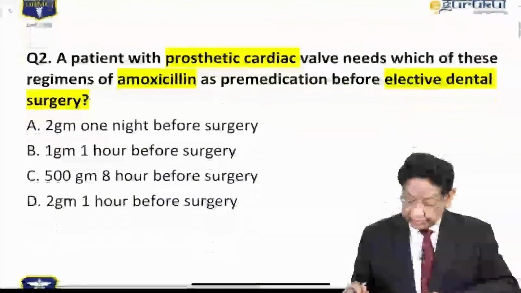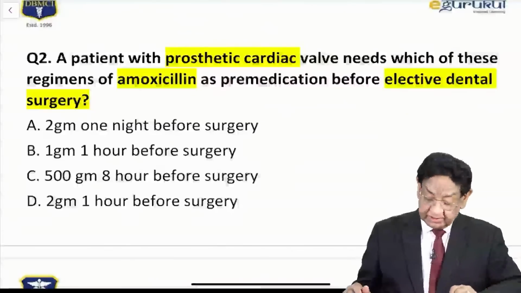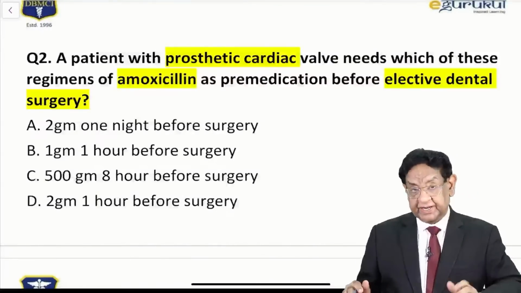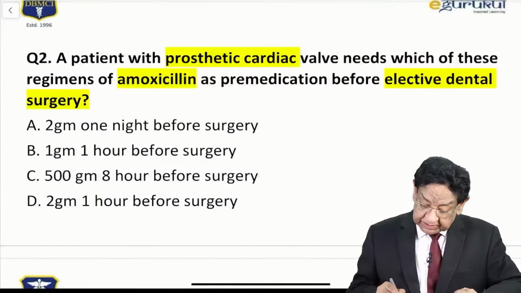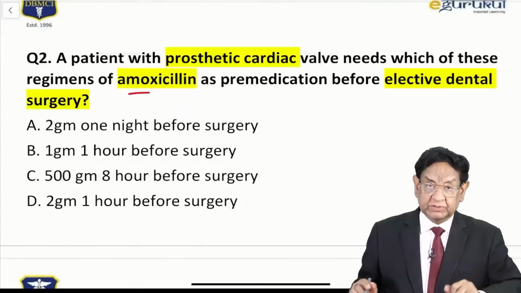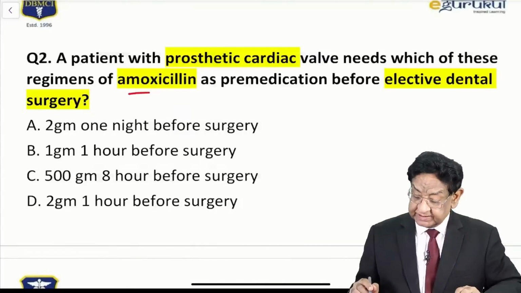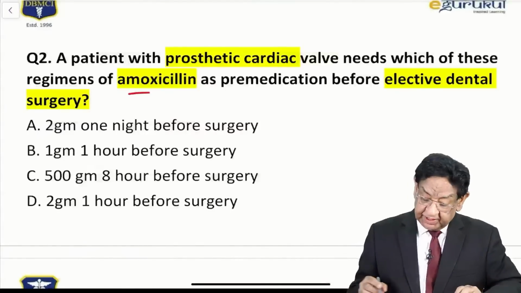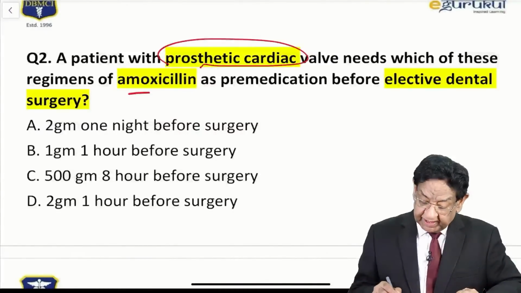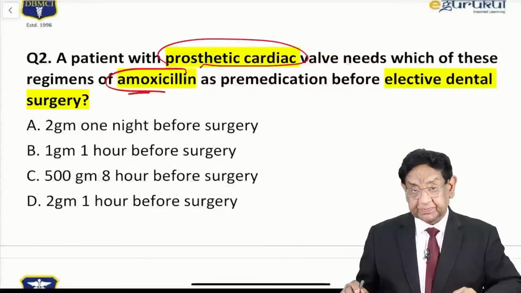Now let's come to question number 2. We are getting a patient with a prosthetic cardiac valve, and we want to give an amoxicillin regime for, of course, endocarditis prophylaxis. Okay, so which one will you give? The keyword is prosthetic cardiac valve, and amoxicillin is the regime. So there are different regimes given.